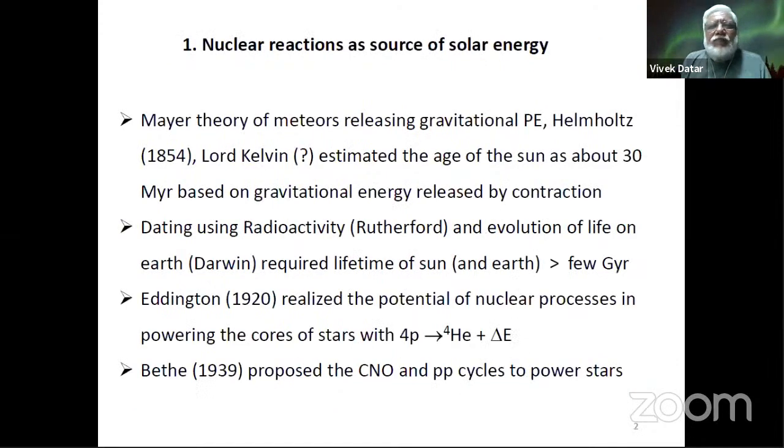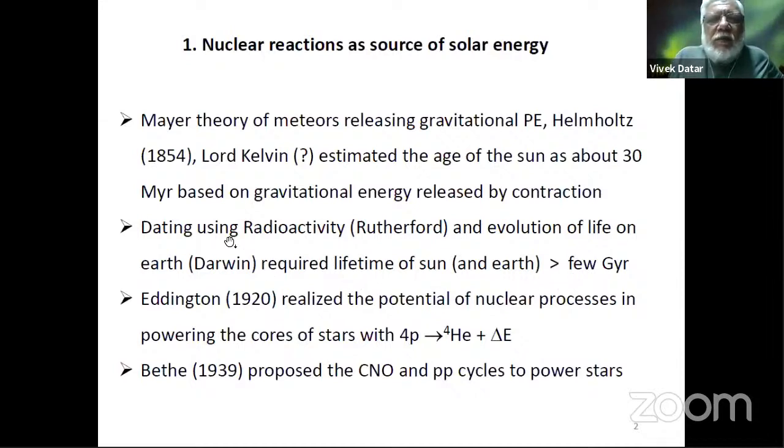Okay, so this has already been said, but just to remind you that Helmholtz, Lord Kelvin, and so on estimated the age to be 30 million years based on gravitational energy released during contraction of the sun. But of course, they did not know about this new source of energy, which is the energy due to fusion of nuclei. Also, this was in conflict, as Murthy pointed out, with Darwin's theory of evolution of life on Earth, and that required at least a few hundred million years or a few giga years, billion years.